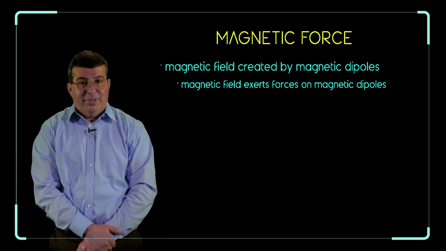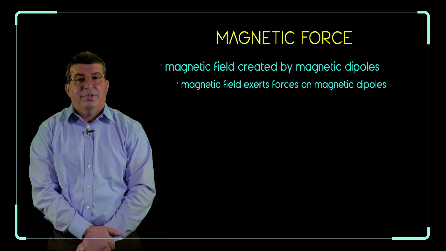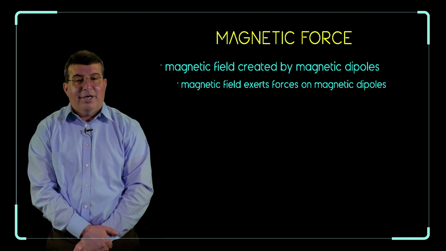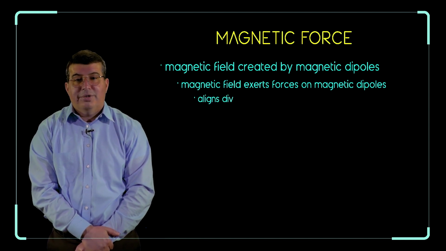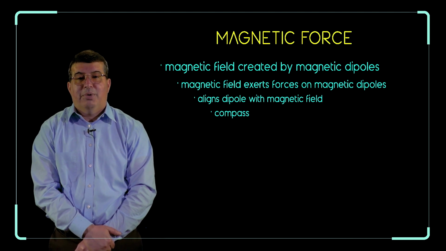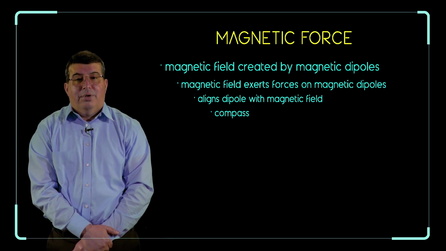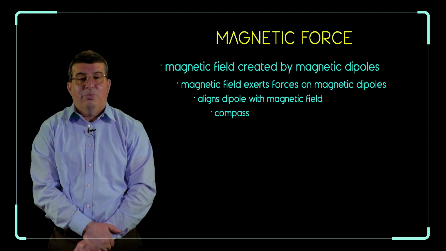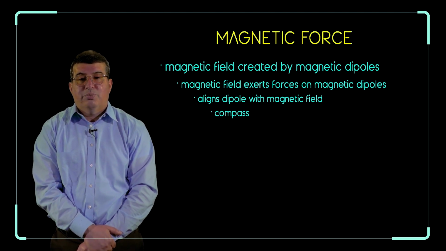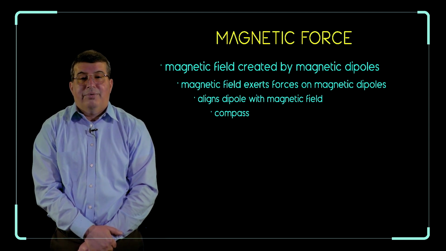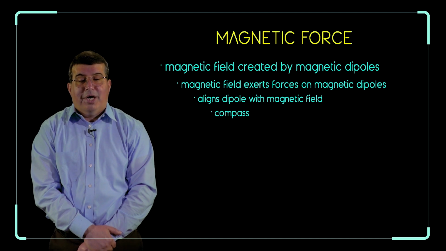Now there are two effects here to be aware of. The first is that the magnetic field will tend to align a magnetic dipole with the magnetic field. This is how a compass works. A compass is a small magnetic dipole, and it's free to rotate. So if we leave it free to rotate, that compass will align itself with whatever the magnetic field is, wherever it is. Normally, at least the strongest magnetic field around is the Earth's magnetic field, so a compass will tend to align itself with the Earth's magnetic field.